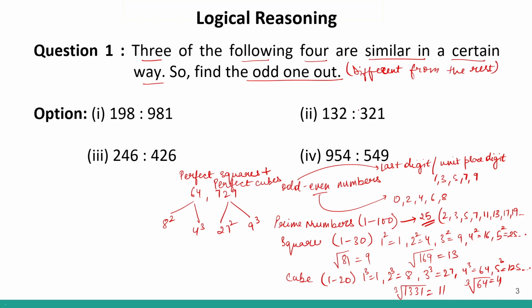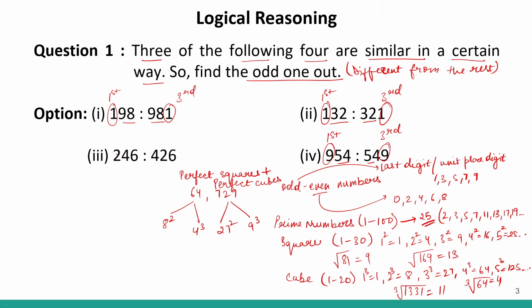If you look at these options: 198, 981, 132, 321, 954 and 549, and 246 and 426. One thing I can see is that I have 1 here and 1 here, at the first place and the third place, and the digits remain the same. Similarly, I see 1 here and 1 here, at the first place and the third place, and the digits remain the same. Similarly, I can see 9 here, at the first place and the third place, and these digits remain the same.